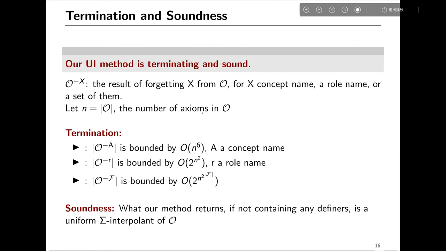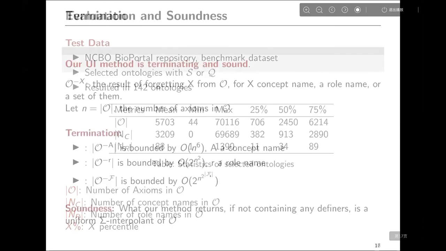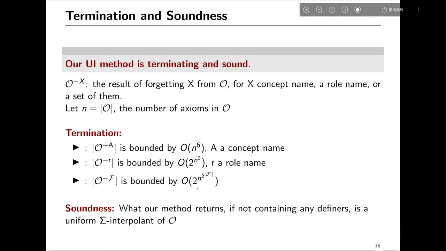Let N be the number of axioms in O. The size of the result of forgetting F from O is bounded by this one.